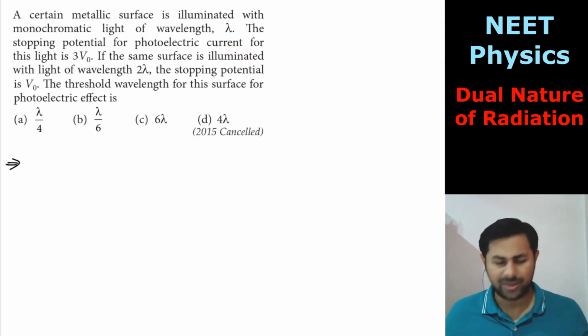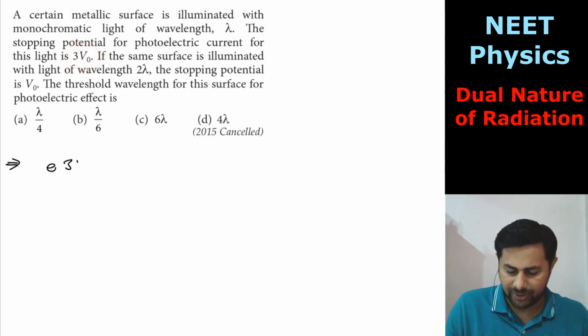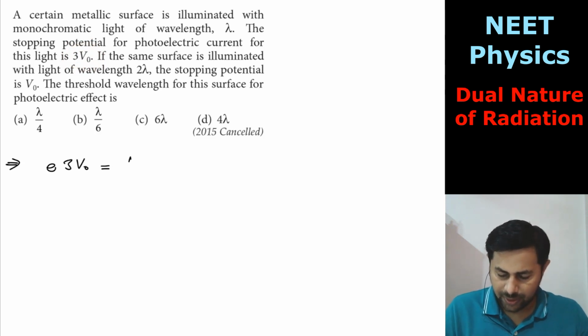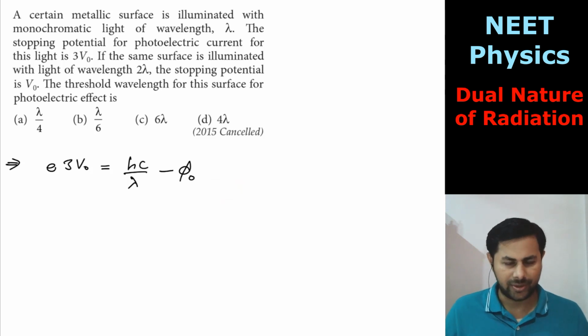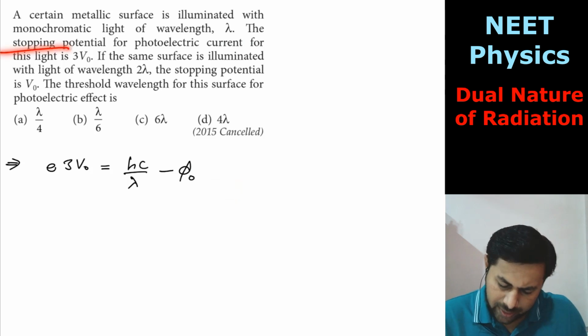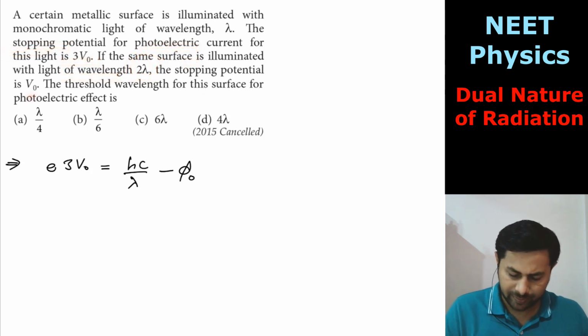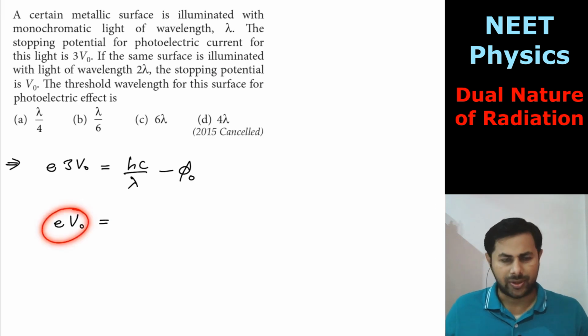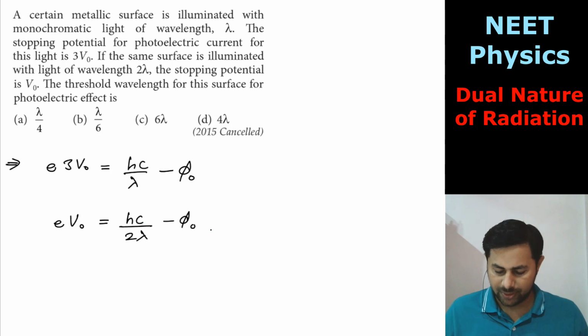So in these kinds of problems we just need to write down Einstein's photoelectric equation. For the first case, stopping potential is 3V0, so you can say e times 3V0 is equal to hc by lambda minus phi naught. But don't write hc by lambda naught at the beginning; just write phi naught. Then the same surface is illuminated with wavelength 2 lambda, and the stopping potential is V0. So e times V0 is equal to hc divided by 2 lambda minus phi naught, right?